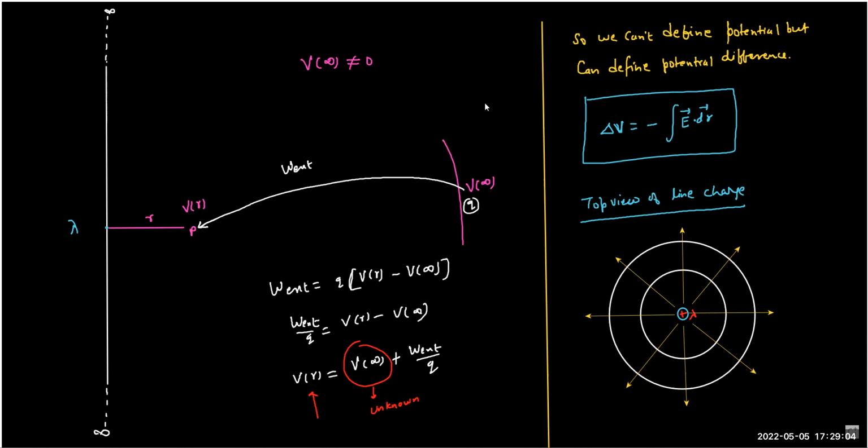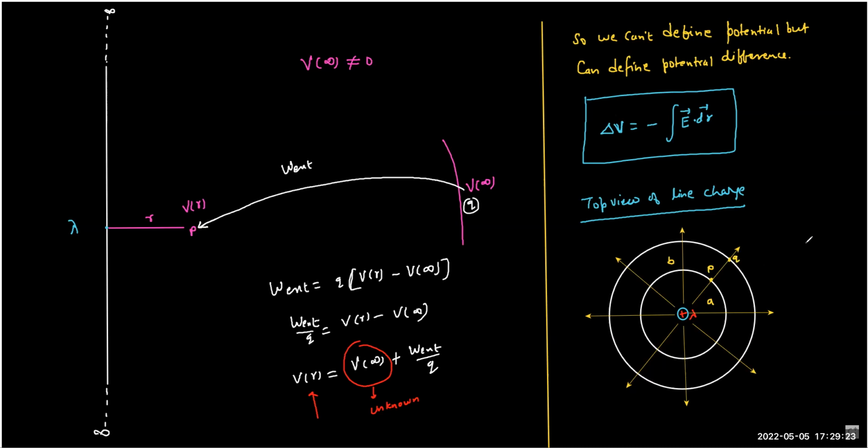Although we do not know the potential at any point, let's say the inner radius is A and outer is B. But the potential of this point and the potential of this point, we can find the difference. Why? Or how can we find the difference?